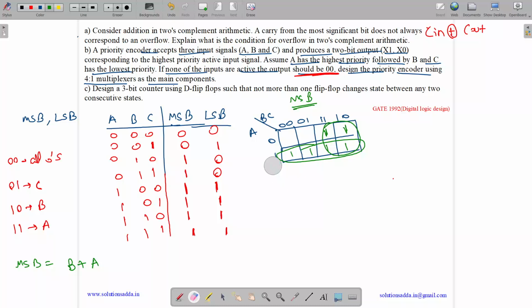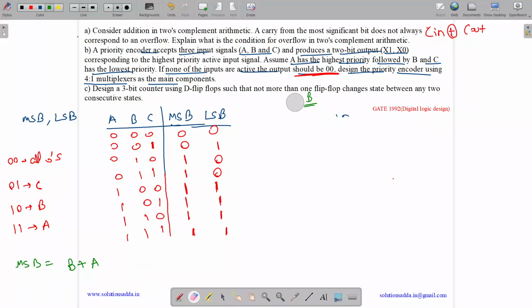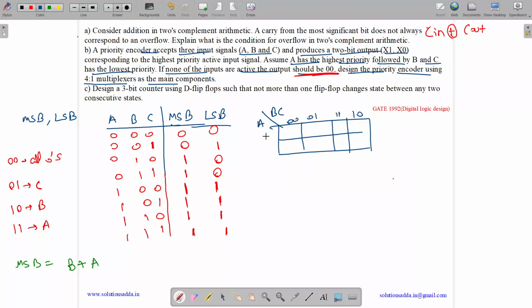Okay. Now let us draw the K map for the LSP. The K map for LSP will look something like this, with A, B, C inputs. It will have 1 in the field 001, then all these four. So we will have two pairings, one is this and one is this. So LSP will be A plus B complement C. So we got the MSP and the LSP.